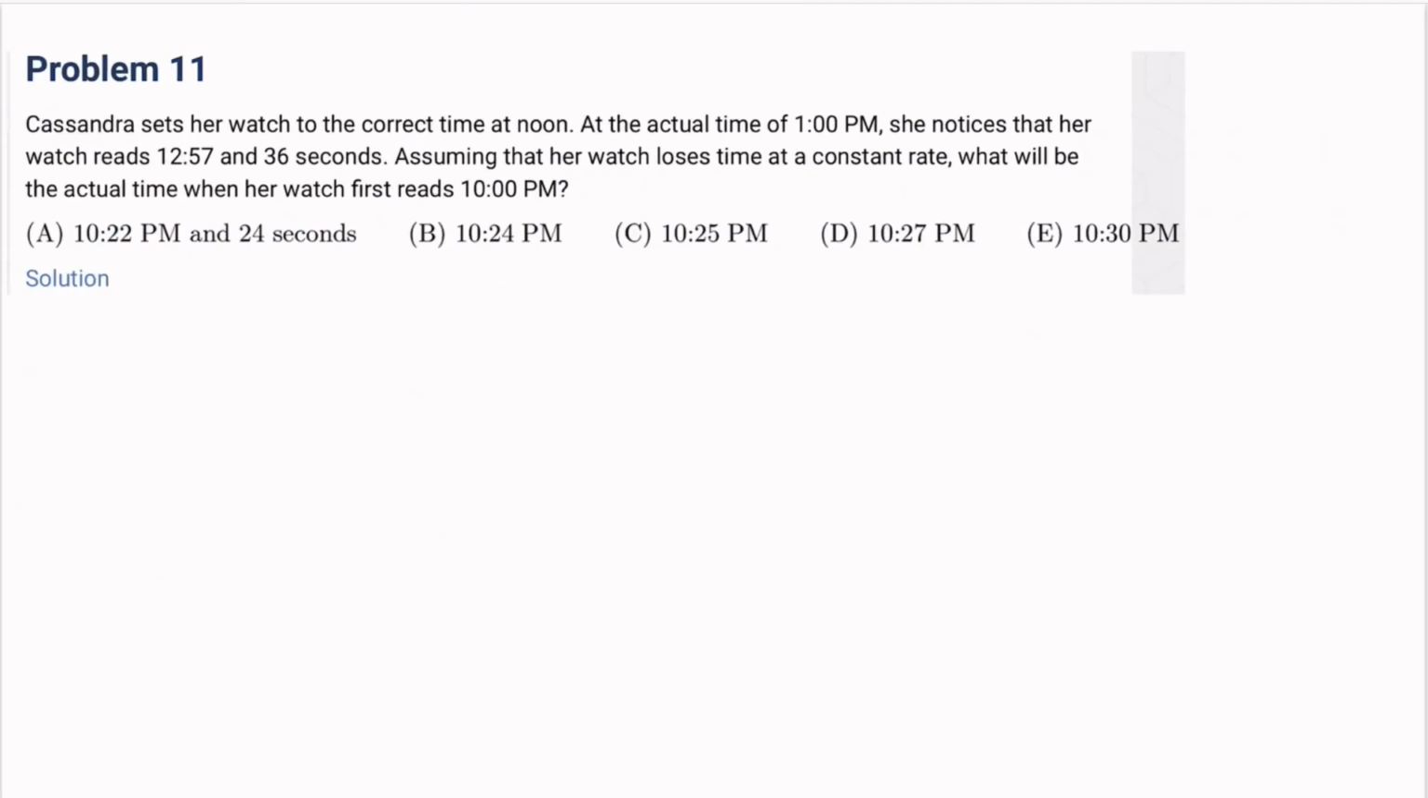Number 11. Cassandra sets her watch to the correct time at noon. At an actual time of 1 p.m., she notices that her watch reads 12:57 and 36 seconds. Assuming that her watch loses time at a constant rate, what will be the actual time when her watch first reads 10 p.m.? The actual time should be 1 p.m., but it was 12:57 and 36 seconds, right?